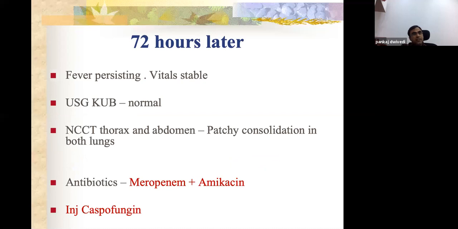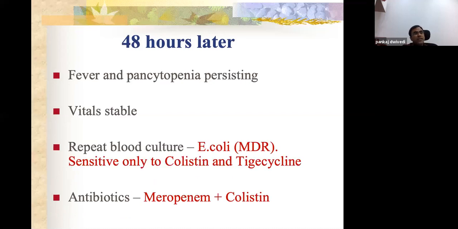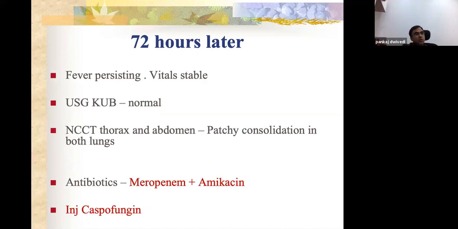So at this time point, 48 hours, vitals stable, fever and pancytopenia persisting. We changed the antibiotic to Meropenem, and even then the fever persisted at 72 hours because he is neutropenic, pancytopenic. So when a child comes with neutropenia, sepsis is the presenting symptom. Okay, so fever persisting, vitals stable.